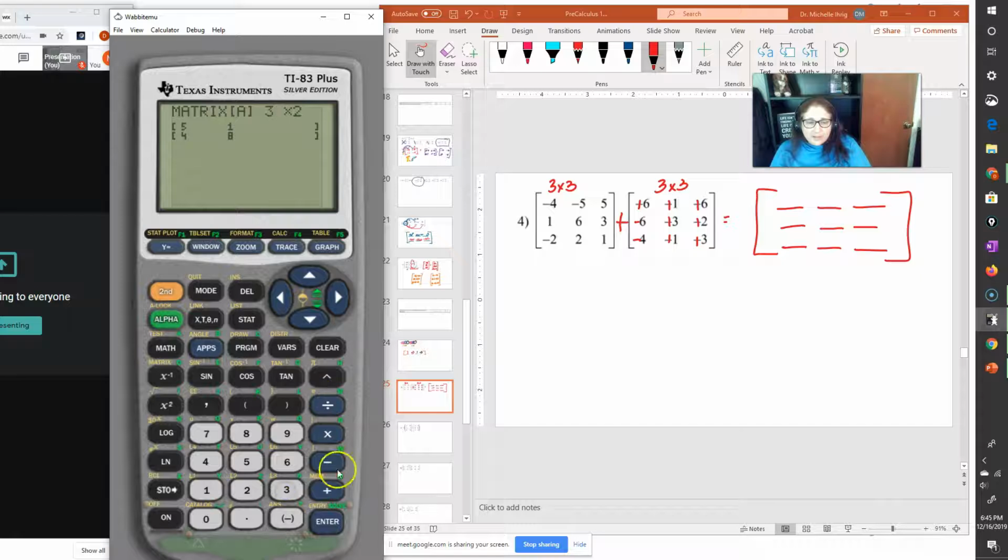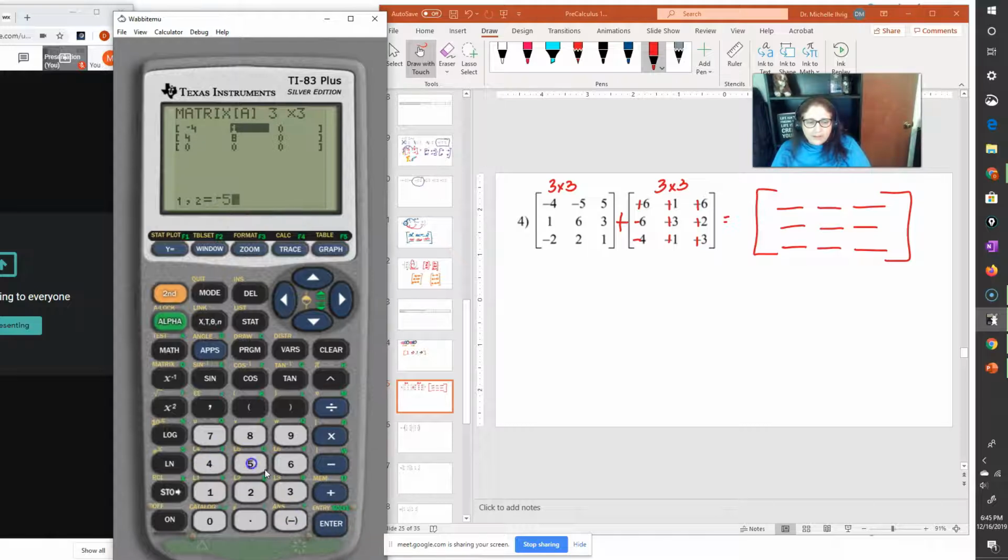Now this matrix is a 3 by 3, and then just type all your numbers in. Negative 4, negative 5, 5, 1, 6, 3. Wow, this is a lot easier if I would have just done this to begin with. Okay, that's in. I'm going to go back to the matrices to go down to the next one and plug in my B. I'm going to plug it in the way that it was written instead of me changing the signs, just so we can confirm it.